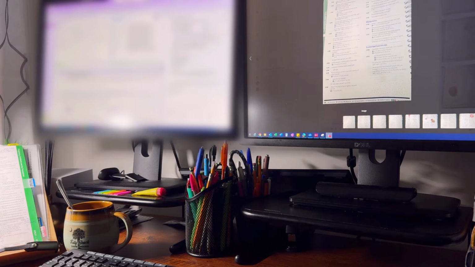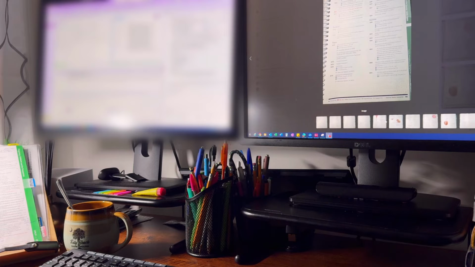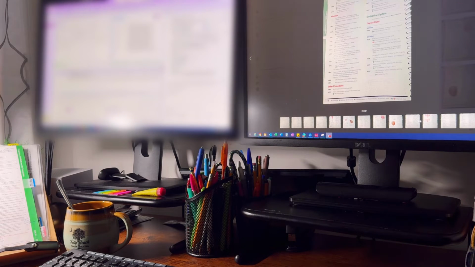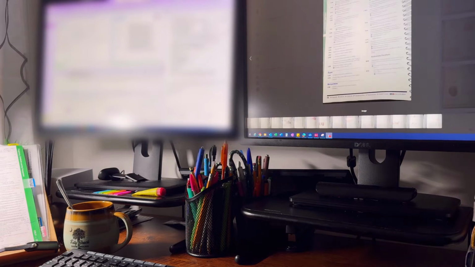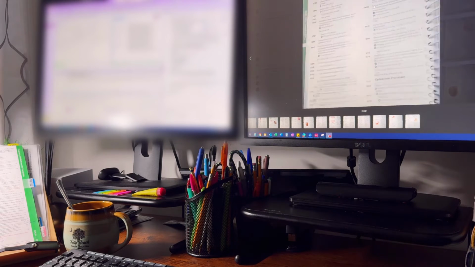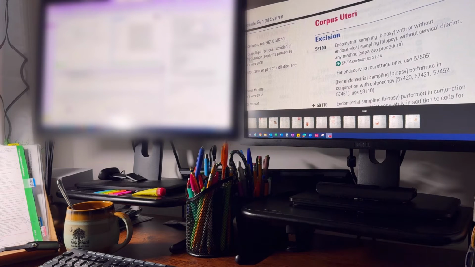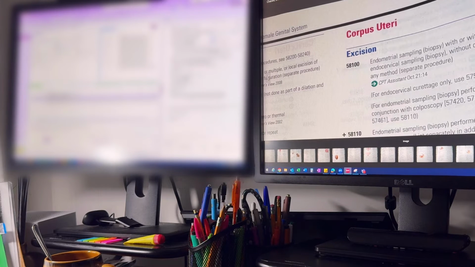Now, can I find these codes right away, or is it going to take me a minute to find them? We're looking for 58100 here. There we go. 58100, endometrial sampling biopsy with or without endocervical sampling, without cervical dilation, any method. So I'm going to say reviewed procedure.